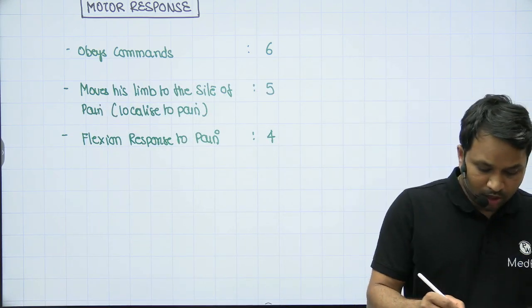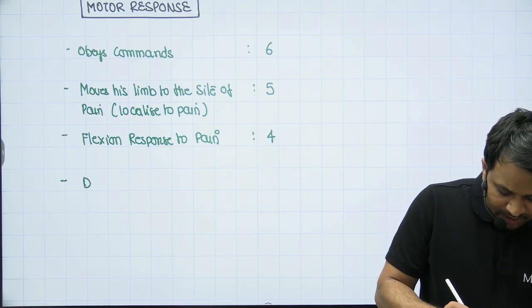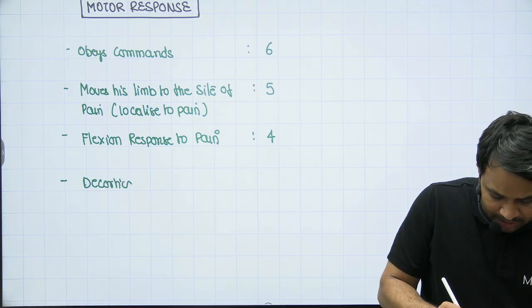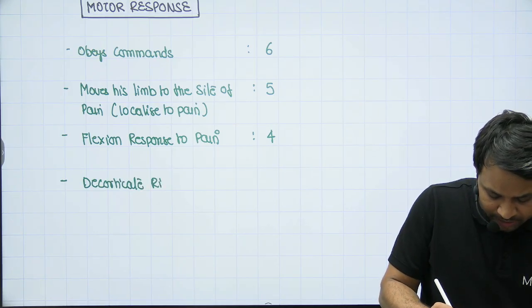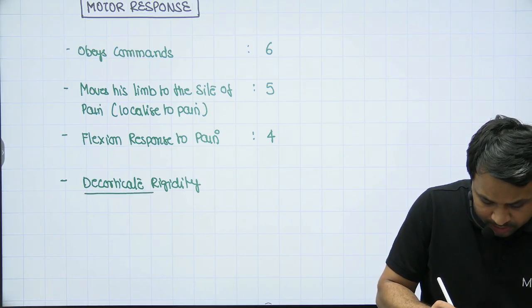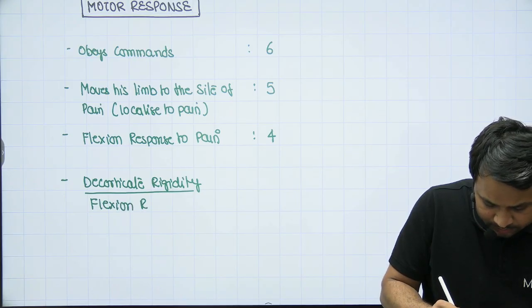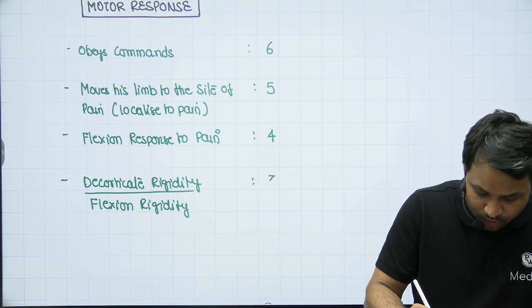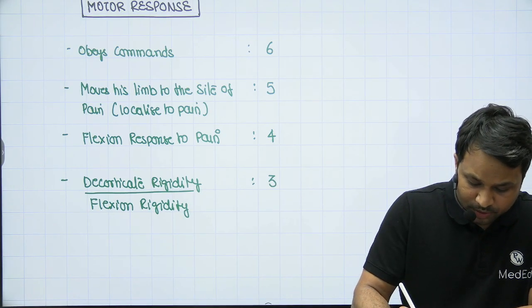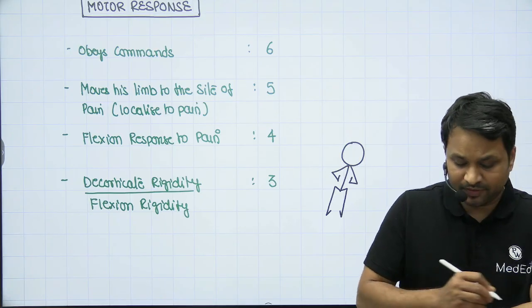Then you have something called the decorticate and the decerebrate rigidity. The patient will have decorticate rigidity on a painful stimulus. Now, decorticate rigidity is what we call a flexion rigidity, a score of 3. So you will see a patient who's having a decorticate rigidity, you will see his components are in a flexed state. It's a flexion rigidity.